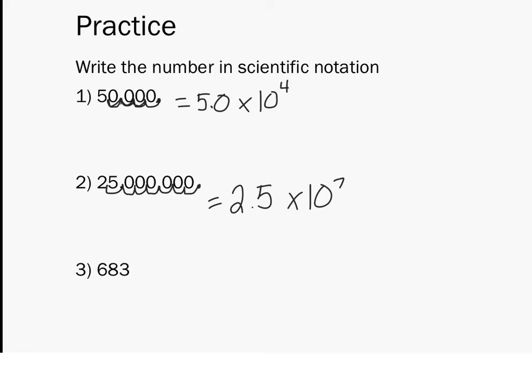Number 3, we have 683. Put your decimal point, move it 1, 2. So we have 6.83 times 10 to the 2nd power. Make sure when you are writing these that you are writing down each of the problems before you write your answer down. You can pause this video at any time to write your problems down.